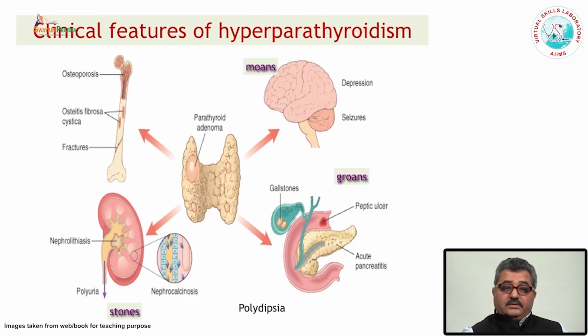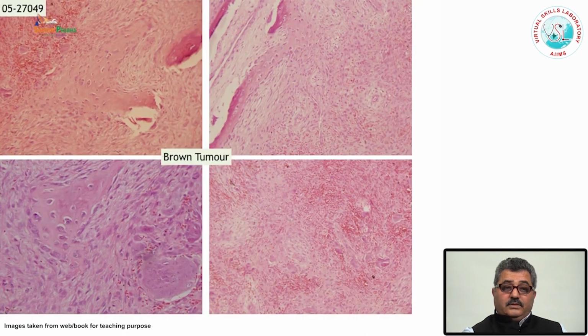There can be pain because of the gallstone. There can be pain because of the renal stones. This is one example of the so-called brown tumor. There are a lot of spindle cells, osteoclastic giant cells, and bone remodeling, and these are cases which mimic the giant cell tumor of the bone.